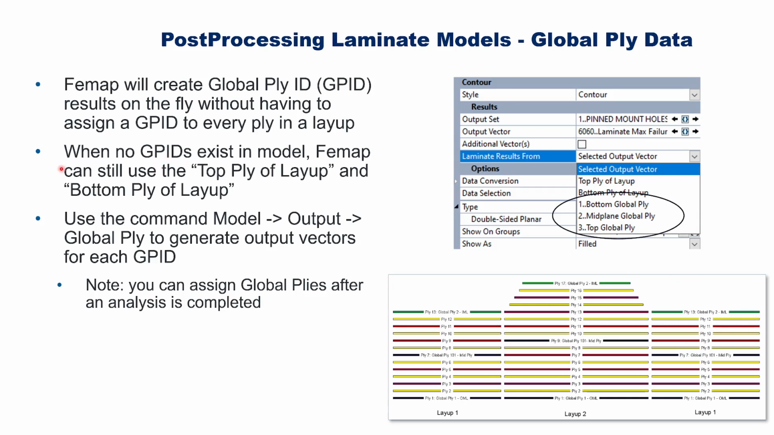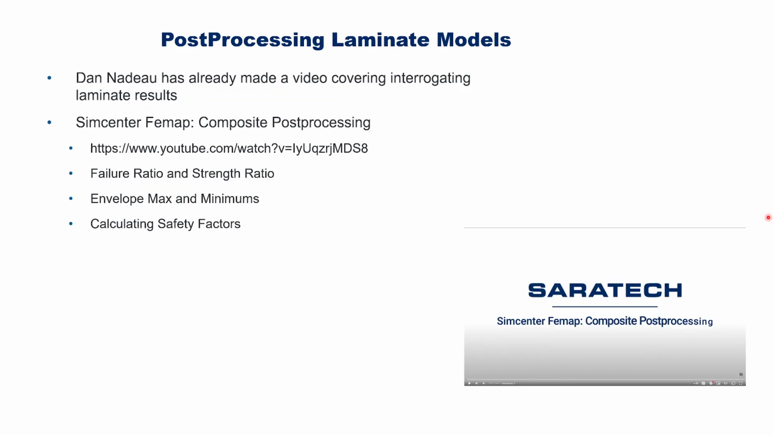Even if you haven't assigned any global ply IDs, there's still the top ply of the layup and the bottom ply of the layup that you can quickly access in the post-processing toolbox. You don't have to have figured out your global ply IDs before your analysis. You can always go back in and change things afterwards, or add global ply IDs afterwards and then find them in the post-processing, but we'll show that in the demonstration shortly.